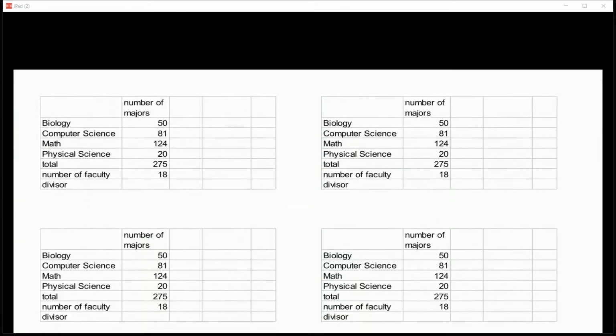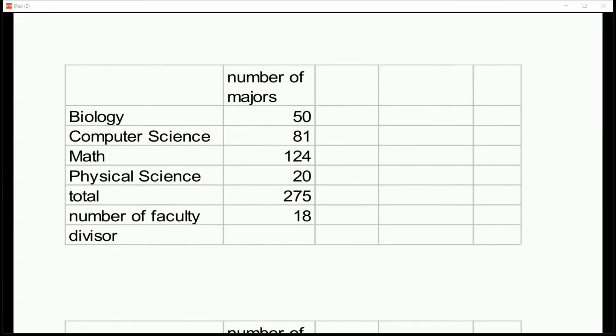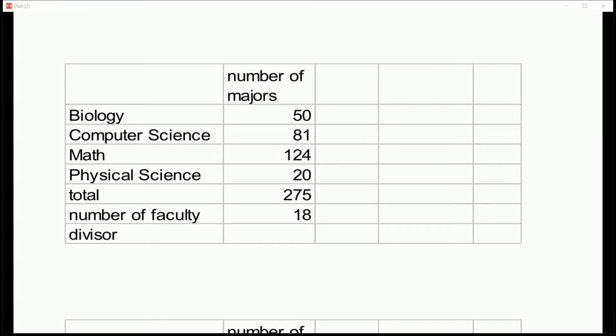Another example is hospitals. Hospitals do this all the time. They apportion or allocate resources like nurses based on which departments have the most need.